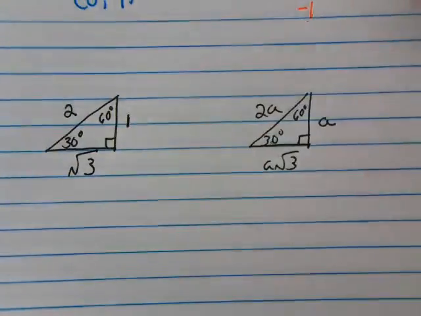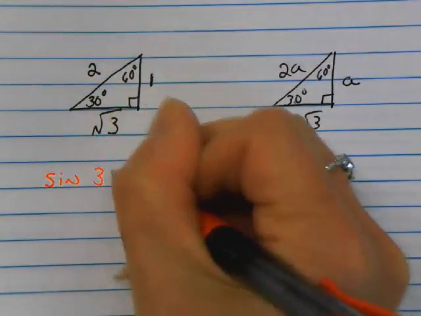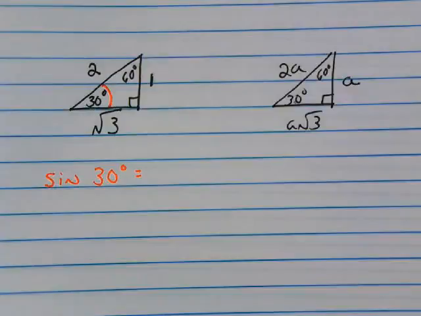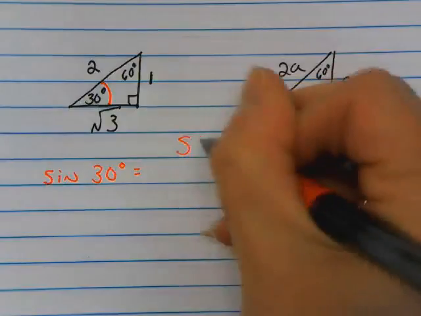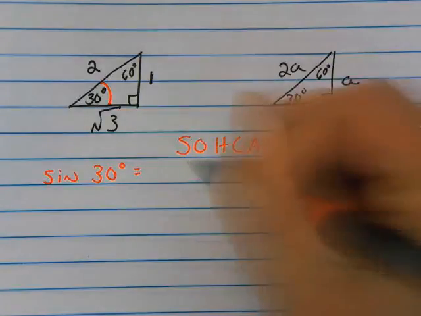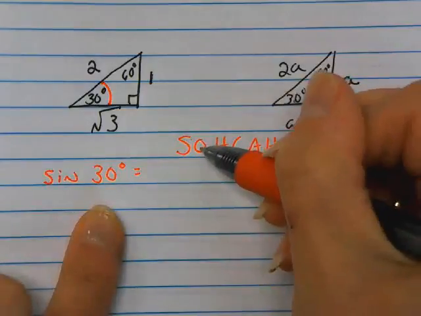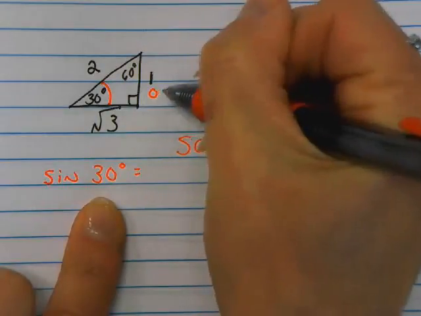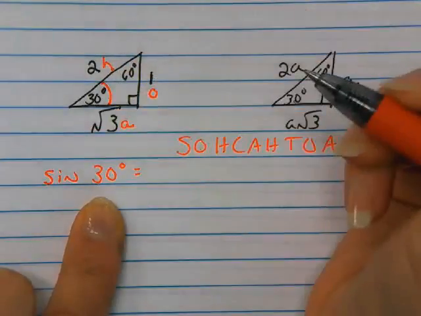If I want the sine of 30, do you agree that it was SOHCAHTOA, or however you memorized it when you were in geometry. So sine is O over H. So from the 30, do you agree that the 1 is opposite you? Your hypotenuse is always across from the right angle, and that means this is adjacent. So the sine of 30 would be O over H, which is 1/2.